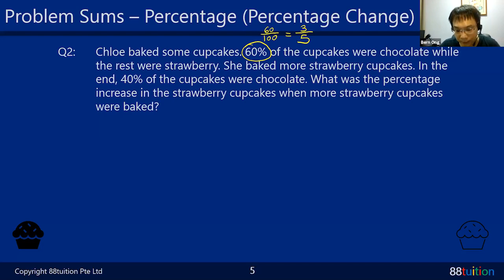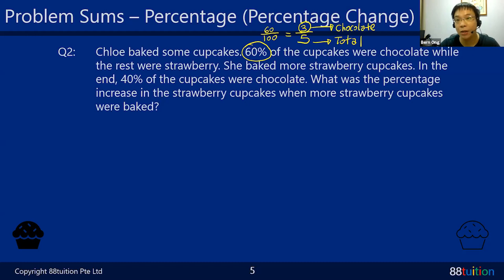So Chloe baked some cupcakes. 3/5 of the cupcakes were chocolate. On top, 3 represents the chocolate and 5 represents the total. You must understand the fraction here. We are talking about the entire cupcakes, which is 5 units. 3 out of the 5 units is chocolate. While the rest was strawberry, besides knowing the total is 5 units and your chocolate is 3 units, you also know that your strawberry is 2 units. So that is the hidden clue.